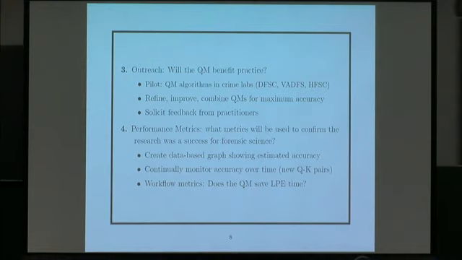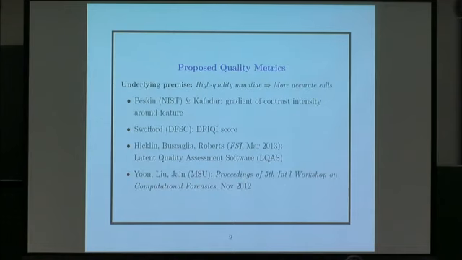And you know, the performance metrics are going to be to ideally create that database graph showing estimated accuracy, continually monitor the accuracy over time as you get new, known question known pairs, and workflow metrics. If the quality, according to this algorithm or combination of algorithms, is so low, then the lab director should say, don't waste your time, because the chance of being accurate is so low.